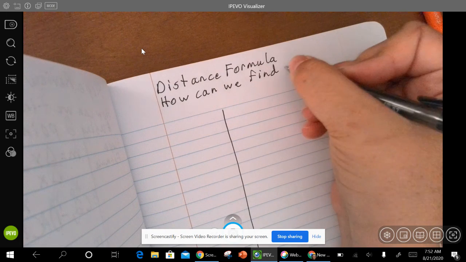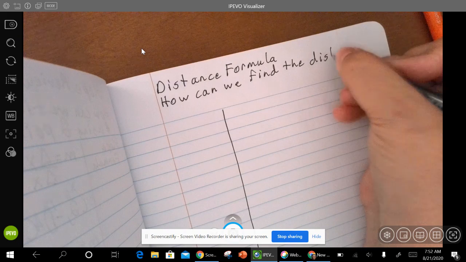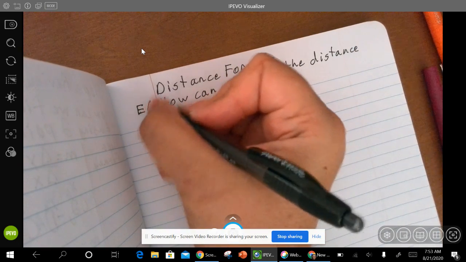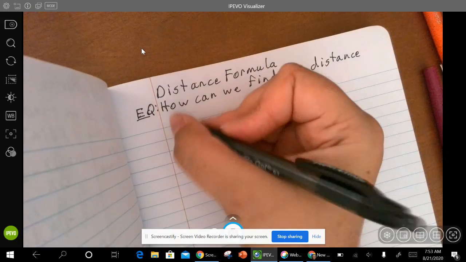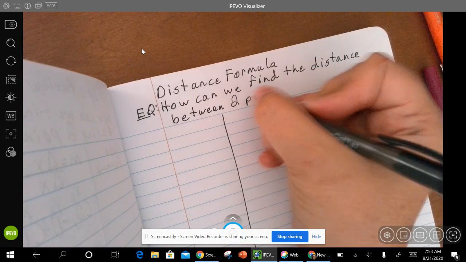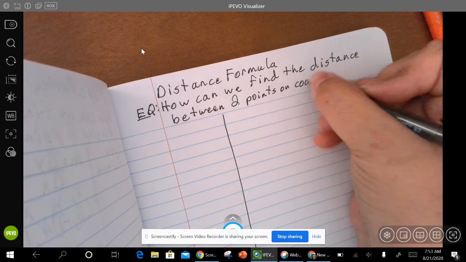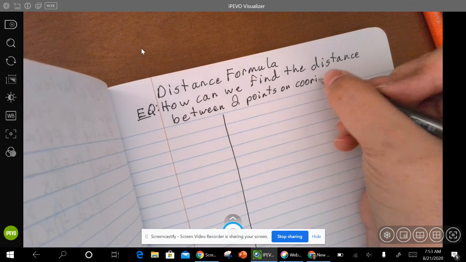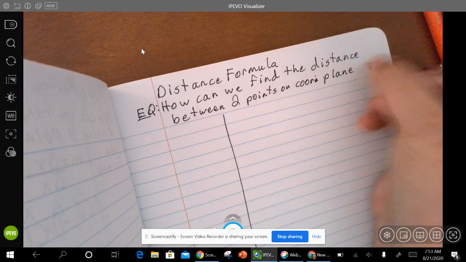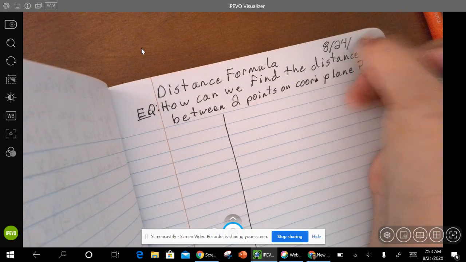Okay, so how can we find the distance between 2 points? This is our essential question. Between 2 points, and then in whatever coordinate plane. And we always put our date.